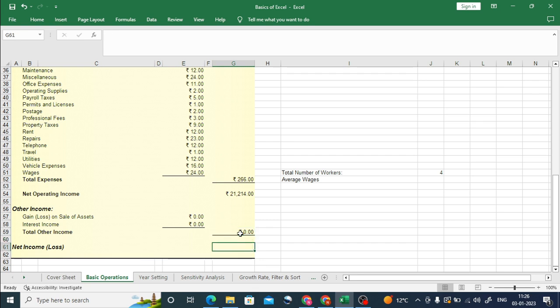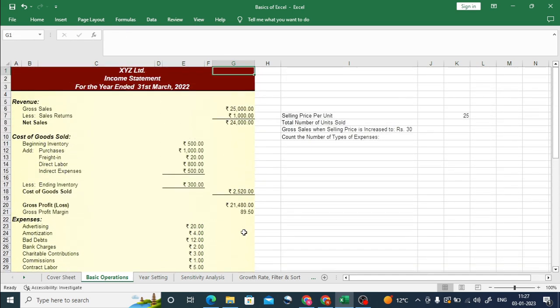Last, we have to calculate the net income. Net income being net operating income plus total other income. So we get the figure of 21,214 rupees. So these were some of the basic functionalities, and we can make some other calculations as well.